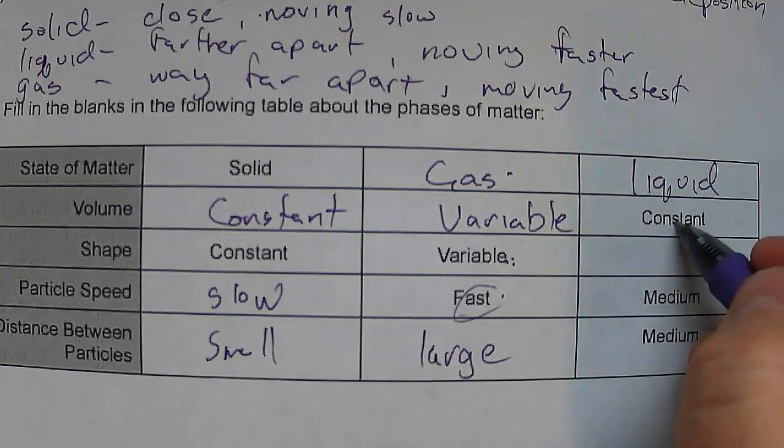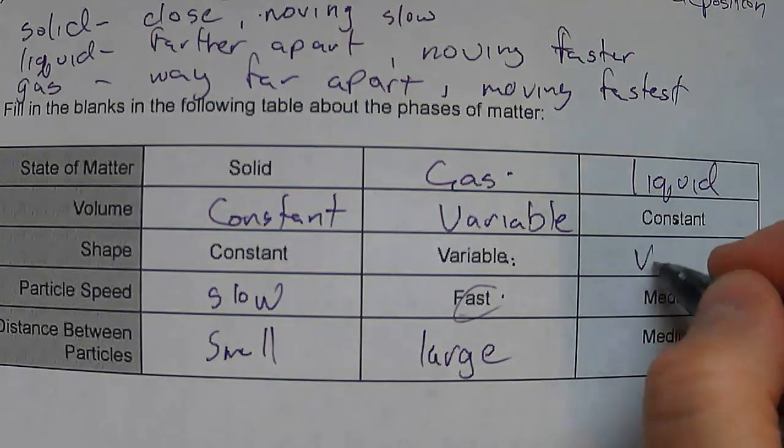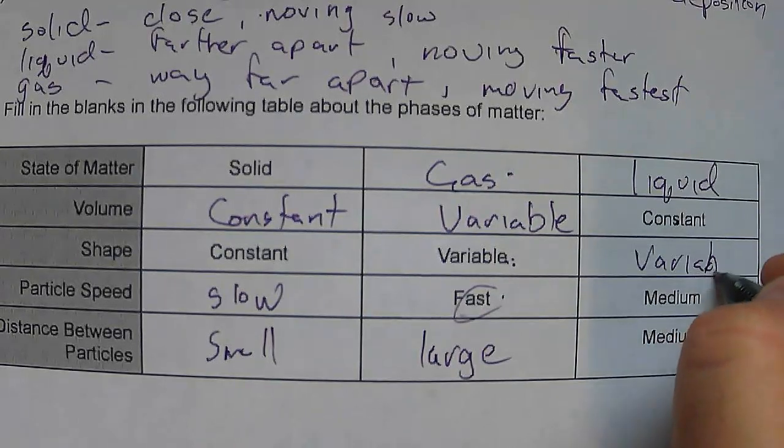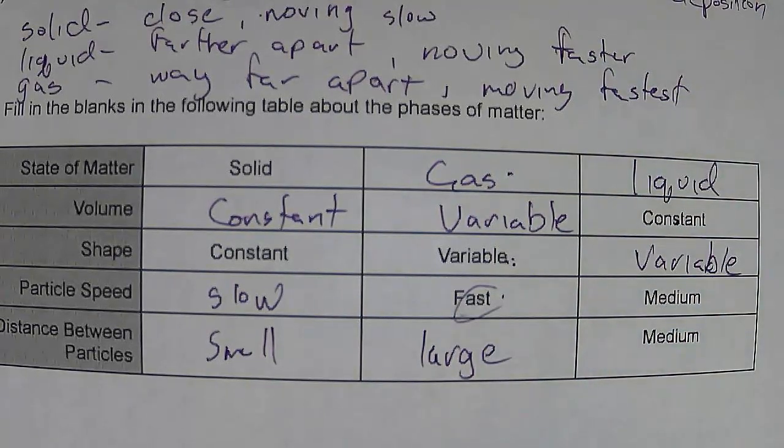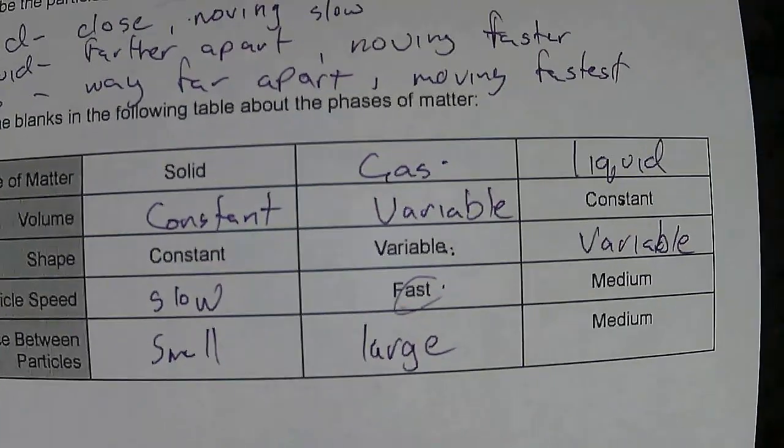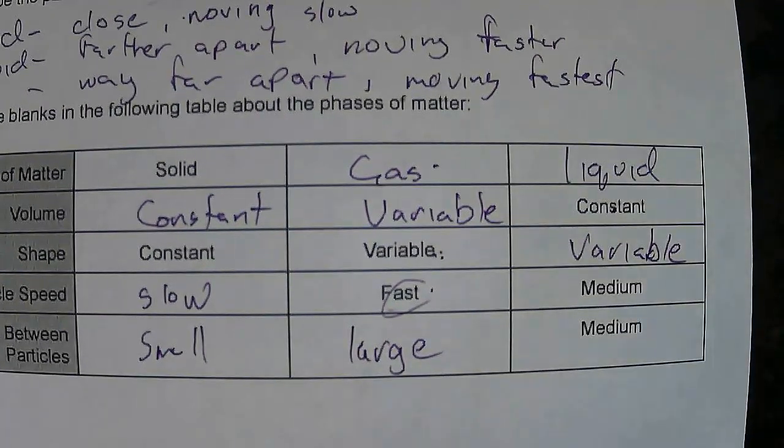And liquid has a constant volume, but has a variable shape. Liquids take the shape of their containers. Okay, so there you have it. That is the review sheet.